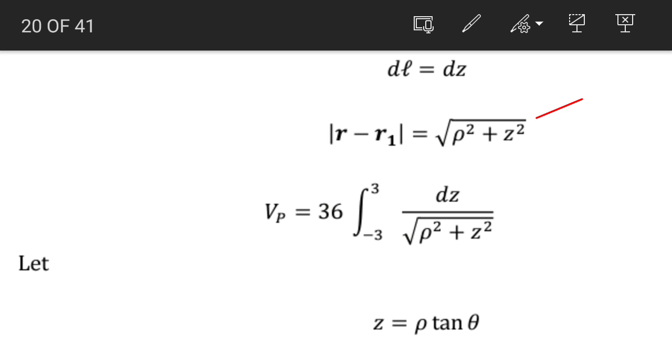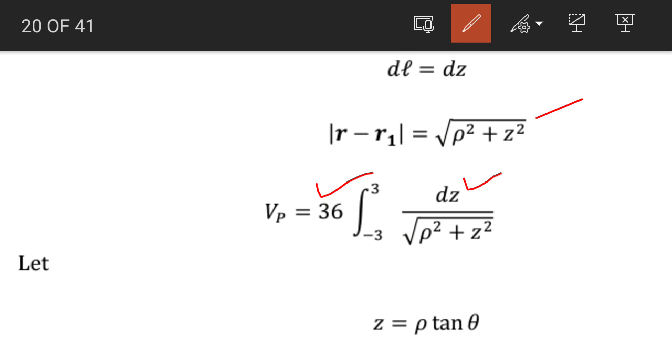So we put the values over here. If we put the values over here, we get 36. Then we have the integration of dz by under root rho square plus z square. And this dz indicates that the only variable on the right hand side is z, and z is changing from -3 to +3.